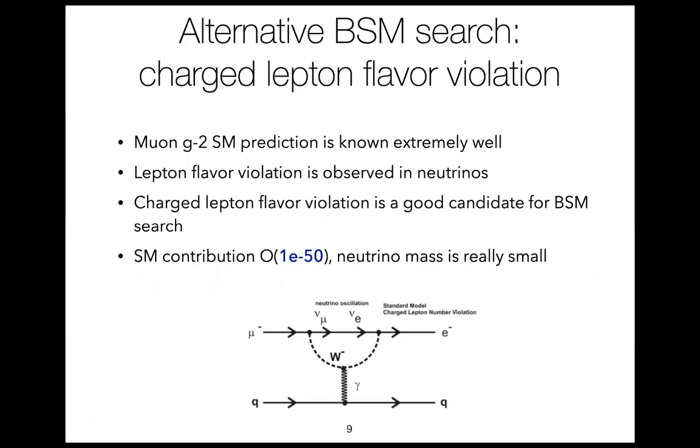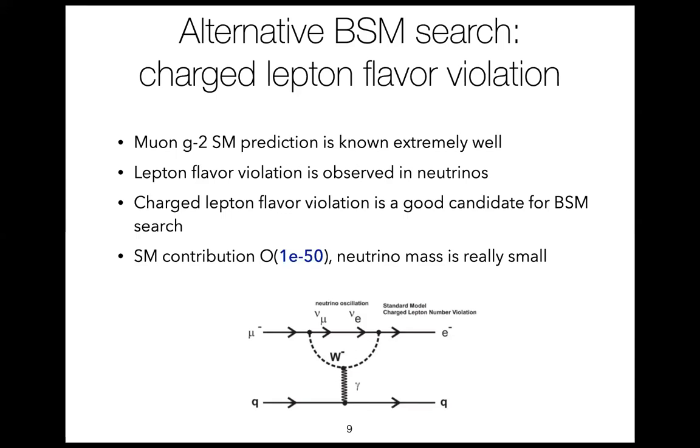And g-2 is an example of a standard model process which we can predict very well and also measure very accurately. But that's not the only way we can search for beyond standard model physics. The other option is to find a process which is very unlikely to exist in nature. And such a candidate would be charged lepton flavor violation. We don't know about any absolute symmetry that would prevent that process from existing.